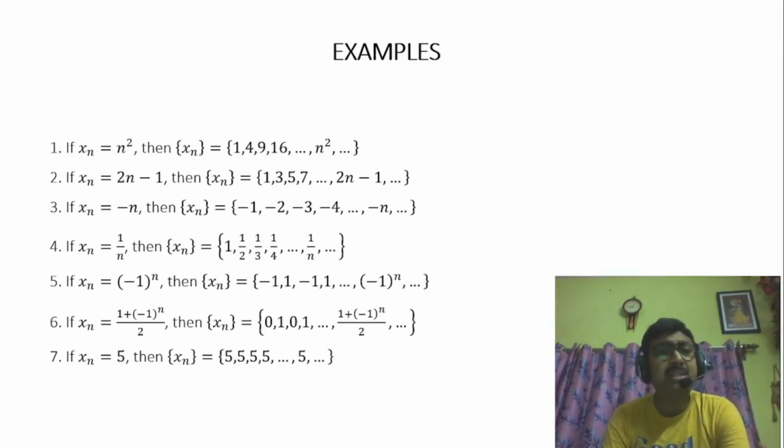Okay, so look at the difference. In the first 4 examples, all the elements of the sequences are distinct. That's why in these 4 examples, the trace of the sequence and the sequence itself are identical. But consider the last 3 examples, 5, 6, and 7. In example 5, the elements of the sequence are repeated and the distinct elements are minus 1 and 1. So the trace is a set containing minus 1 and 1. Similarly, for example 6, the trace is a set containing the elements 0 and 1. Similarly, for the last example, the trace is a singleton set containing just the element 5. Clear?